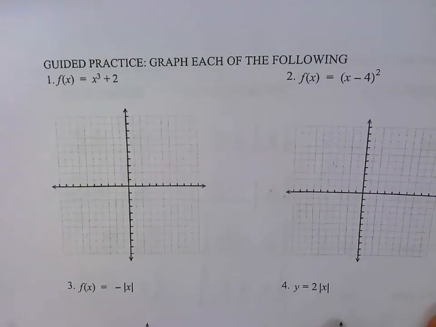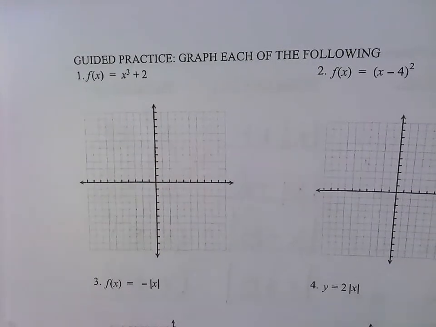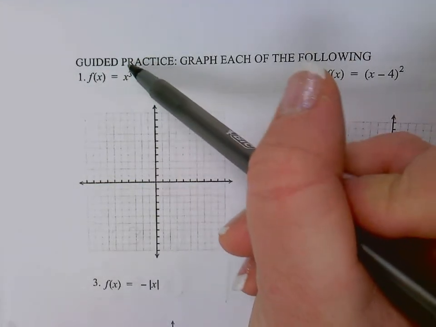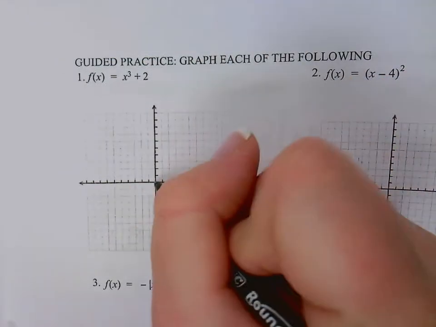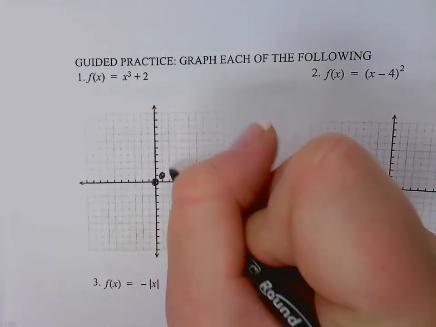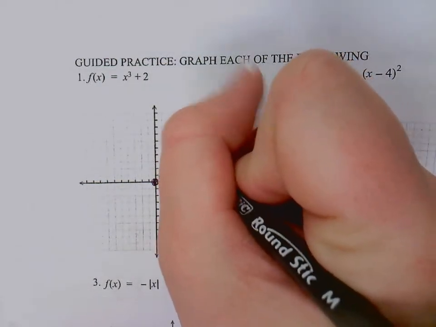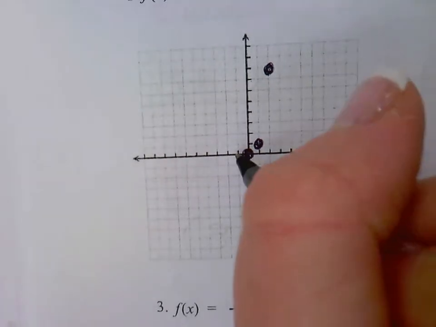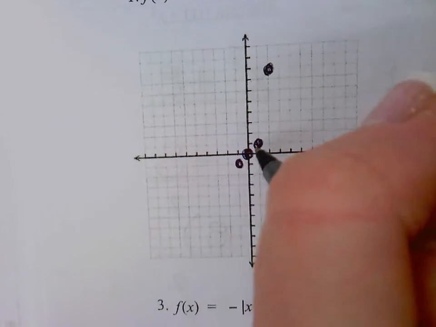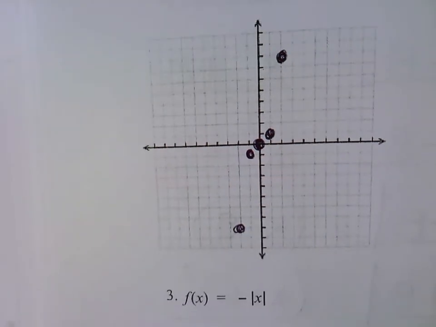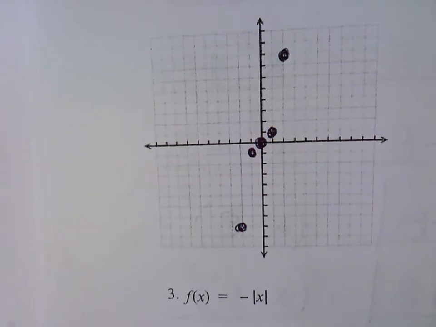All right, so number 1, the cubic function. Before I even do the +2, let's remember the key points of that cubic function, right? 0 cubed was 0, 1 cubed was 1, and 2 cubed was 8. And then it went the same on the other side. So -1 cubed was -1. And -2 cubed was -8. So it's okay to dot in the parent function. That's how you're going to do these transformations.